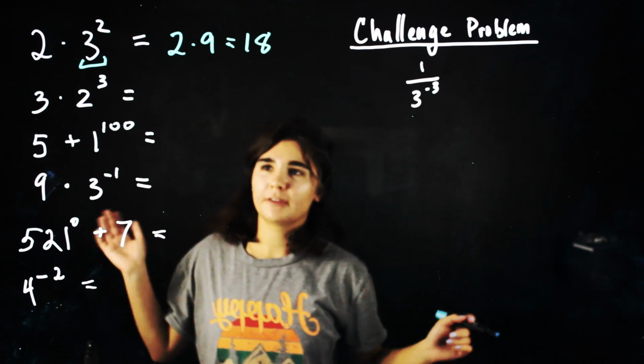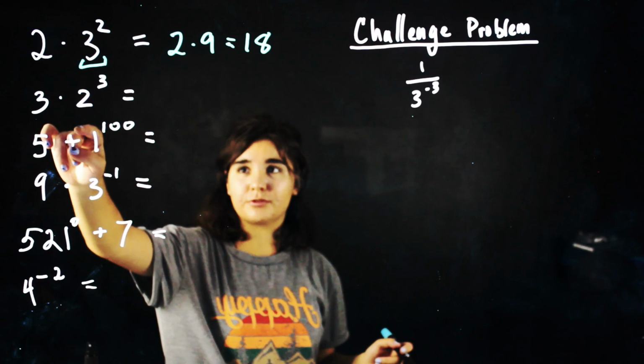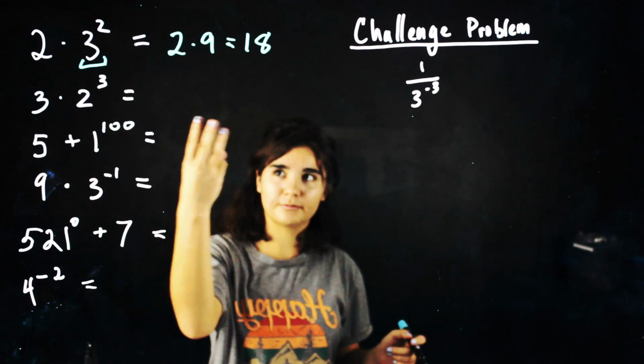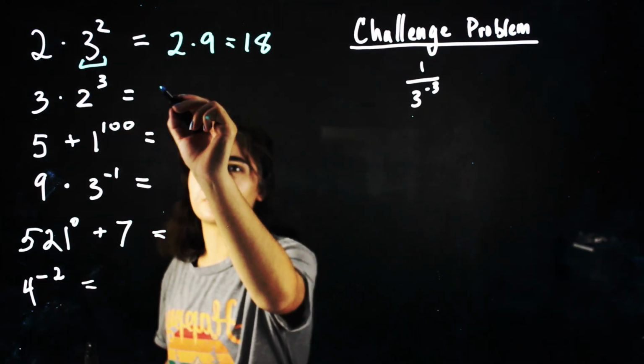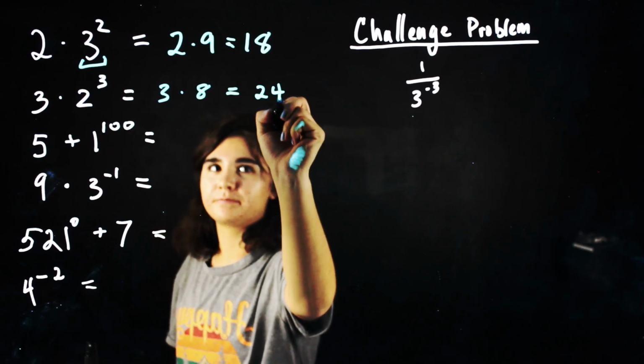Not so bad. Same concept here. We have exponents first, so 2 to the third, which is 2 times 2 times 2. It's the 3 in there. And that's going to be 8. So we're going to have 3 times 8, which is going to be 24.